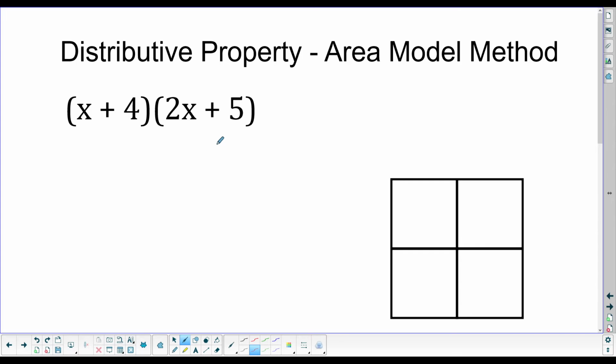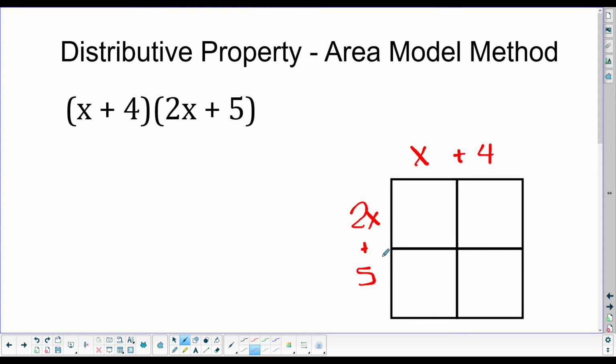We can do the distributive property using an area model. So, for example, if I wanted to multiply these two binomials together, a linear binomial and a linear binomial, I can do this the same way. I can just simply write this binomial right up here. This is x plus 4, and this is 2x plus 5.